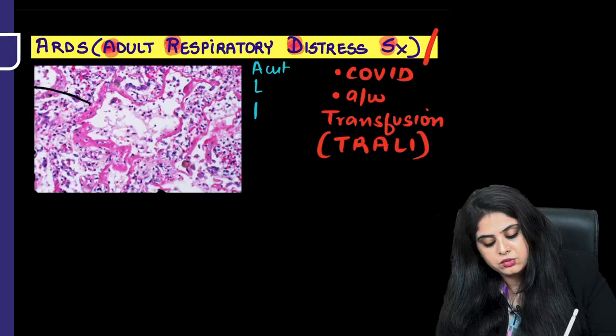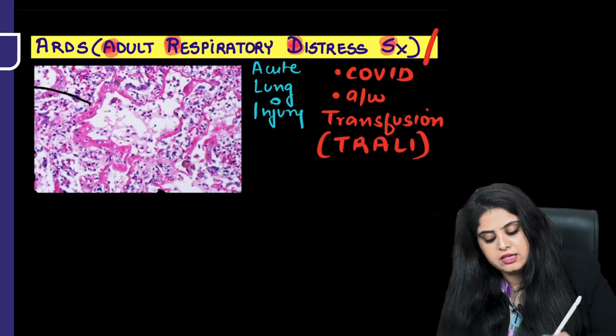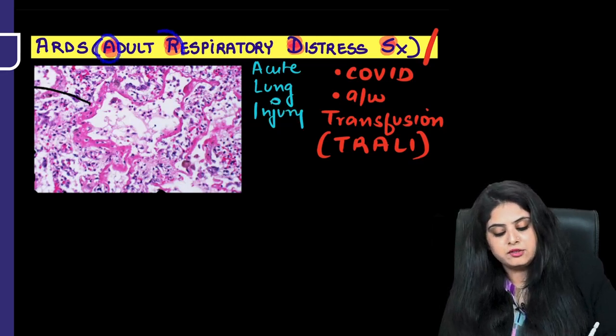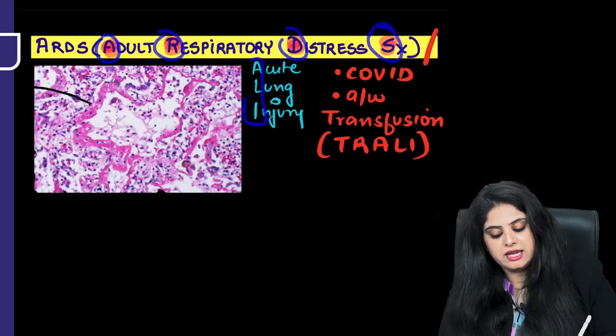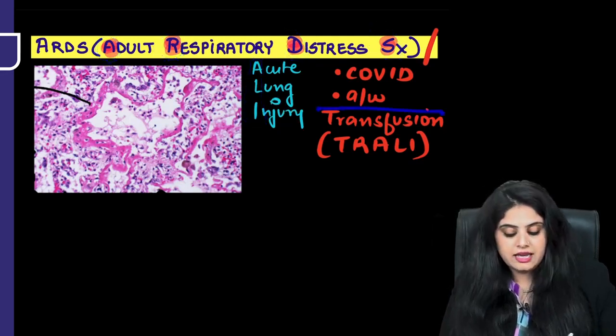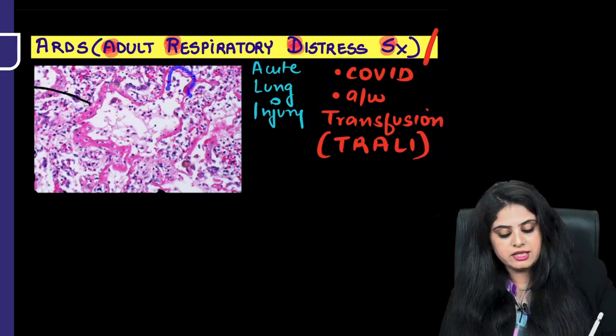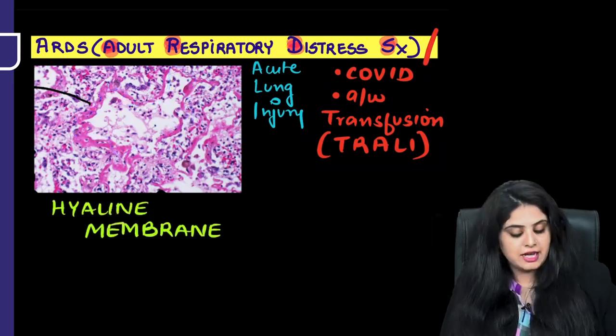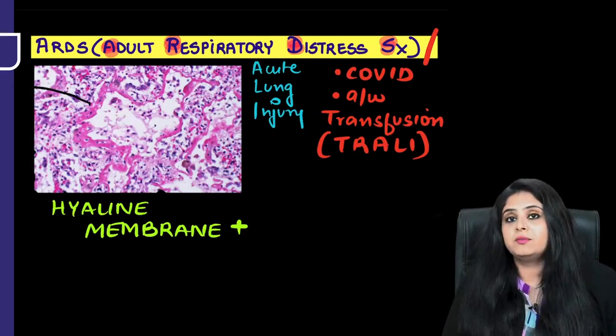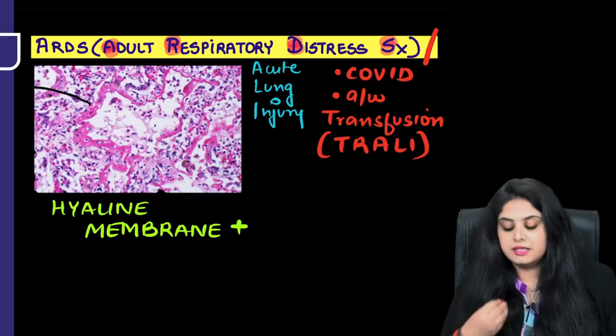ALI means acute lung injury. ALI refers to acute lung injury. So please note, adult respiratory distress syndrome or ALI, that is acute lung injury, can be associated with transfusions, can be associated with COVID. And what happens? There is a hyaline membrane in the alveoli. We have the formation of a hyaline membrane. That is why the patient has difficulty in breathing.